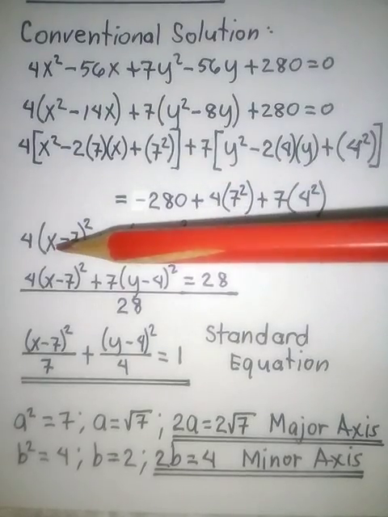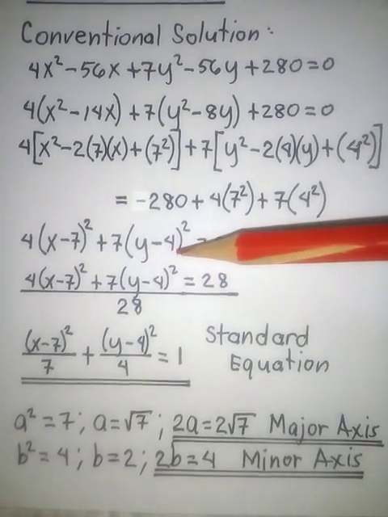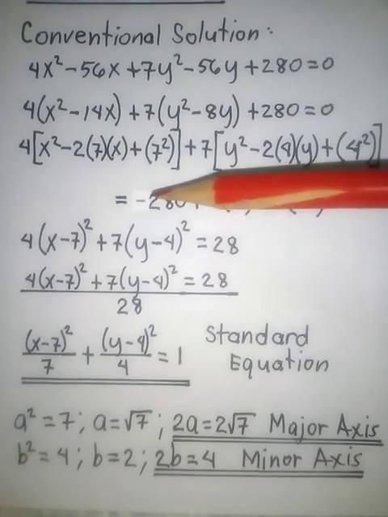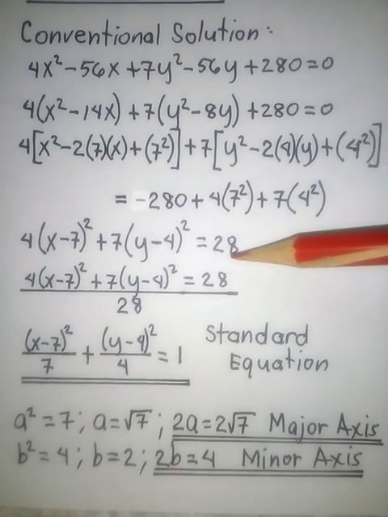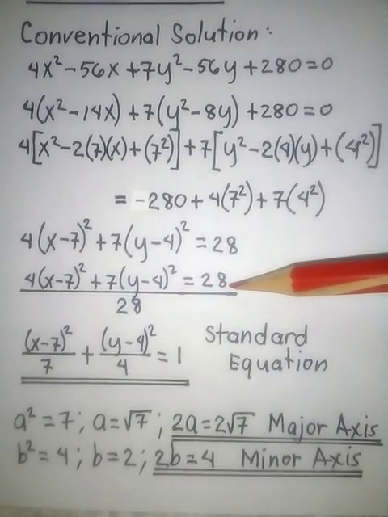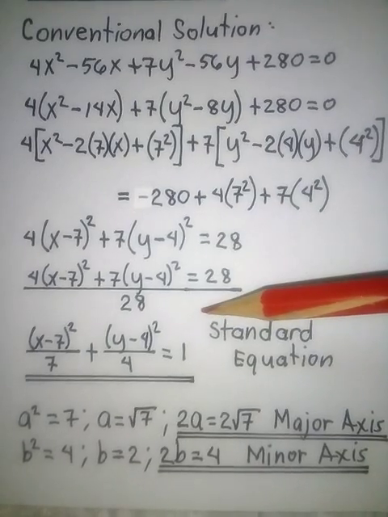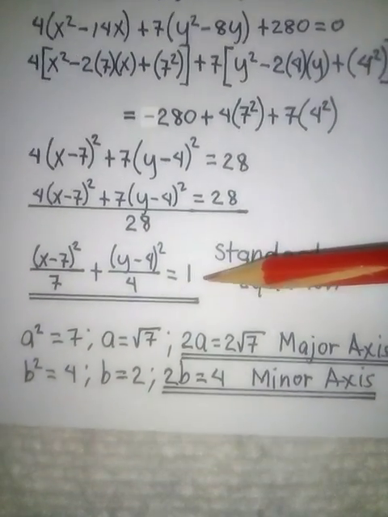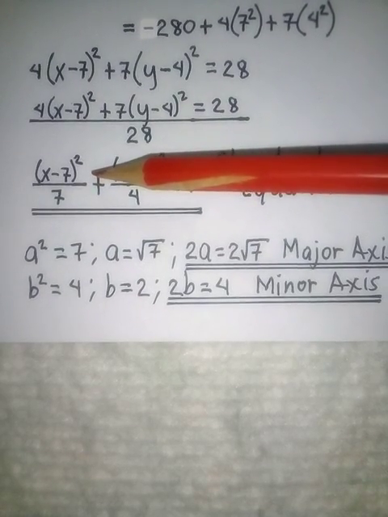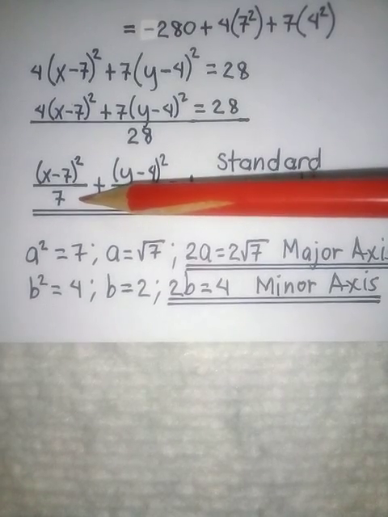Dividing this equation by 28, we can get the standard equation, which is equal to quantity x minus 7 squared all over 7. Okay, so because our a is equal to square root of 7, so a squared is equal to 7, plus quantity y minus 4 squared over b squared, which is equal to 4, is equal to 1. So this is our standard equation.